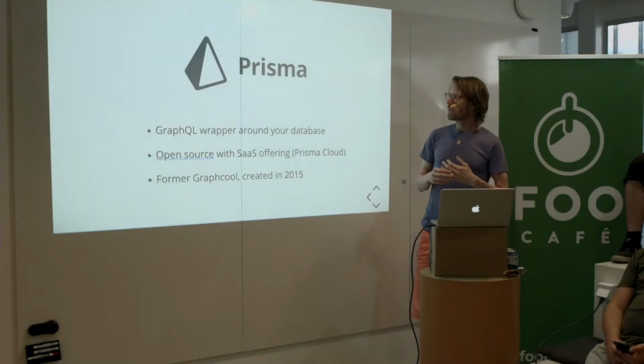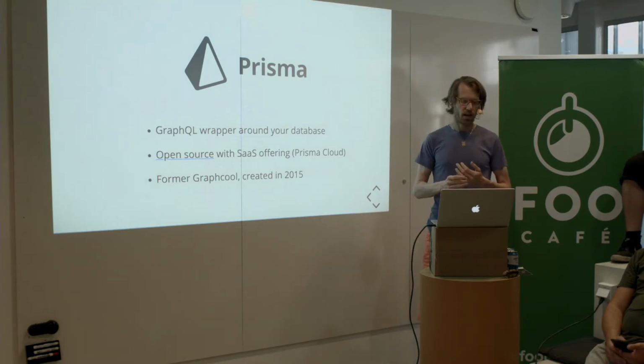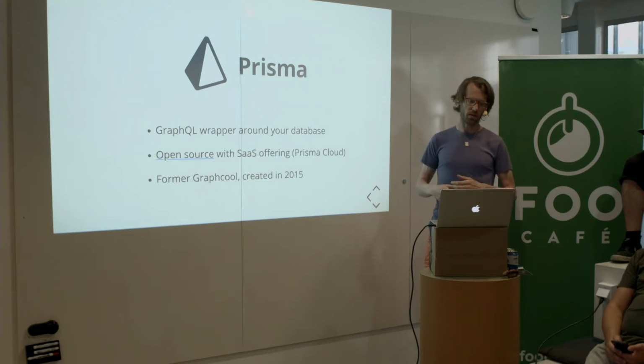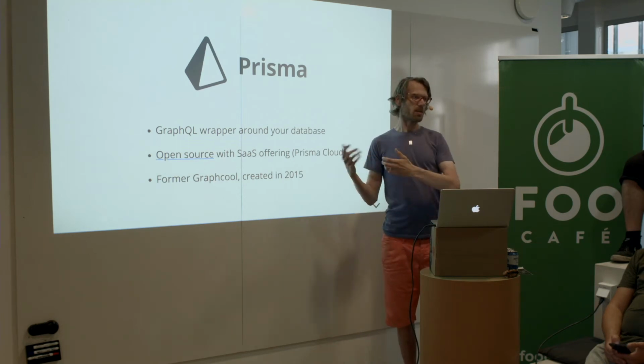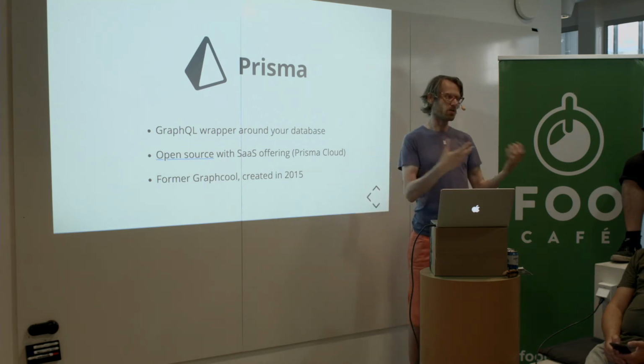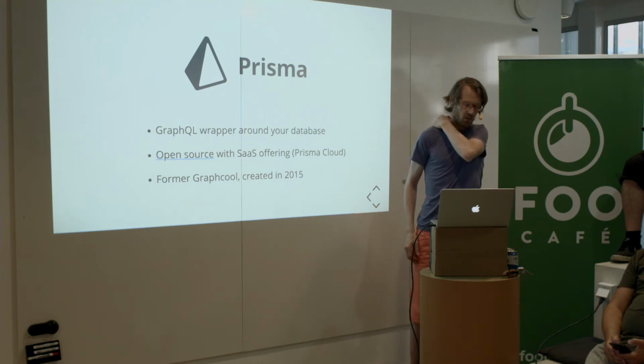Basically, Prisma is a GraphQL wrapper around your database. It's open source, so you can just install it and own and run it. But there's also a SaaS offering. They need to make some money, so they also have a cloud solution that you can use, which we'll also do in this talk. I will show you how that works. And it was called Graphcool before, and I think it's good to change the name.